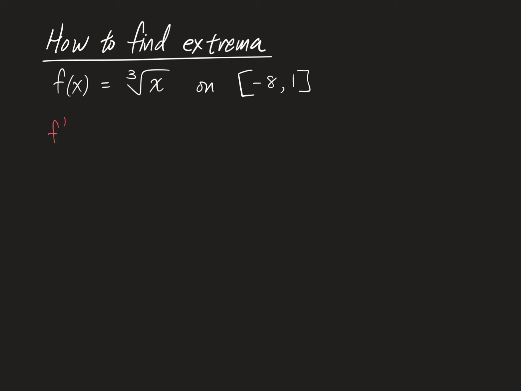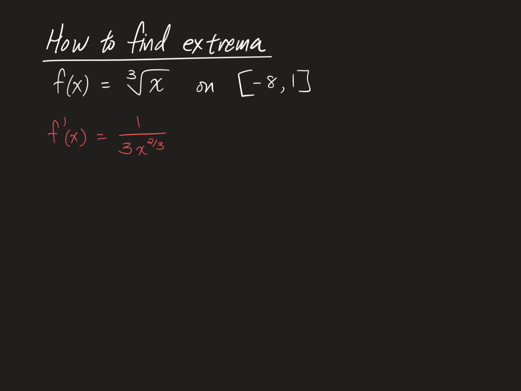So f prime of x will equal 1 over 3 x to the 2/3 power. Just based on the power rule, remember the cube root is the same as a 1/3 power. Bring the 1/3 power down, subtract 1, push it down. So there is the derivative.